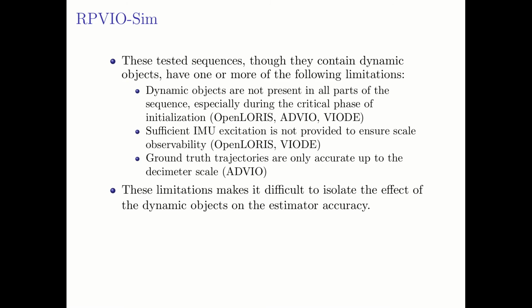These three sequences, though they contain dynamic objects, have a few limitations. Dynamic objects are not present in all parts of the sequence. In all three sequences, especially during the initialization phase, which is often the most fragile part of the system, sufficient IMU excitation is not provided, which affects the scale observability and hence accuracy. This is especially the case in OpenLORIS, which uses a ground robot. Lastly, the ground truth trajectories in the real sequences are not very accurate, especially in AD-VIO where the accuracy is in the decimeter range. These limitations prevent a thorough evaluation of the effect of dynamic objects on VIO algorithms.